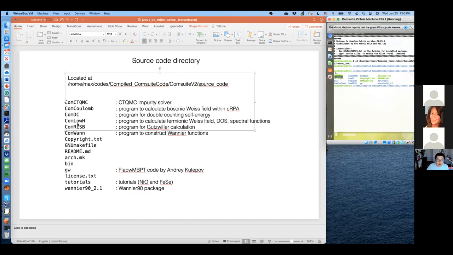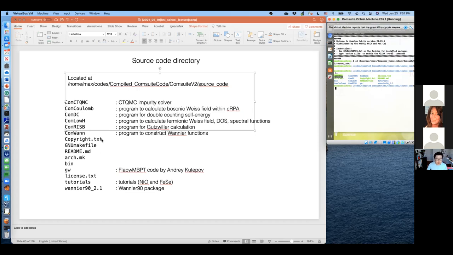All the directories which are important are as follows. First, we have the comctqmc directory, where we have the comctqmc packages, developed by Patrick and Corey. We have the comclone packages here, which calculate the bosonic Weiss field within the CRPA. We also have the comdc packages, which calculate the double counting energy within the local GW approximation, so we use these packages for the LQSGW plus DMFT methodology only. We also have the comlowh directory, where we have modules to calculate the fermionic Weiss field, density of states, and spectral function. We also have the comrisb packages, which is for the Kudriller, so I will not deal with it today. And we have the combo packages, which connect the FlapMBPT code and the Wannier90 packages for the construction of the Wannier functions.